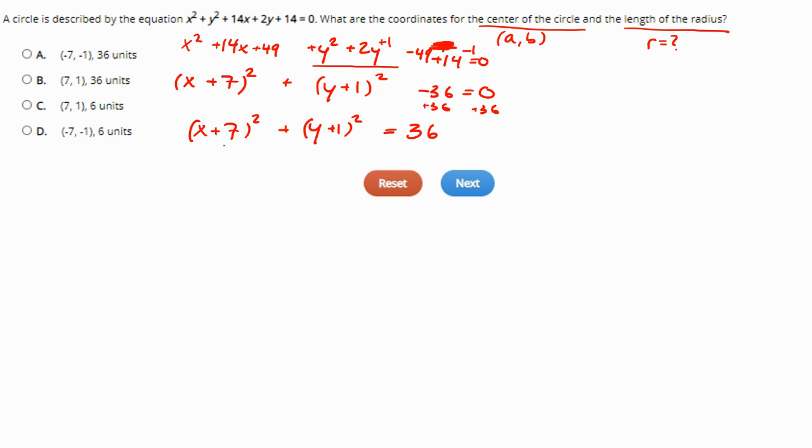So what is A, B? Remember the formula is x minus, y minus. So if this is plus 7 and plus 1, we're actually dealing with A is negative 7. It's always the opposite, remember? B is negative 1. So we would write it like negative 7, negative 1. I see two options there. Is the radius 36 or is the radius 6? Remember, the formula is r squared. So if this says 36, that is r squared. So the true radius is the square root of 36, 6.